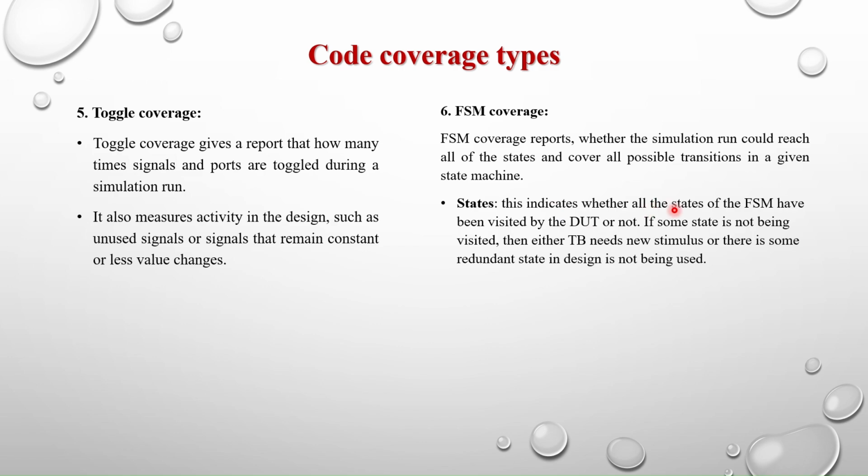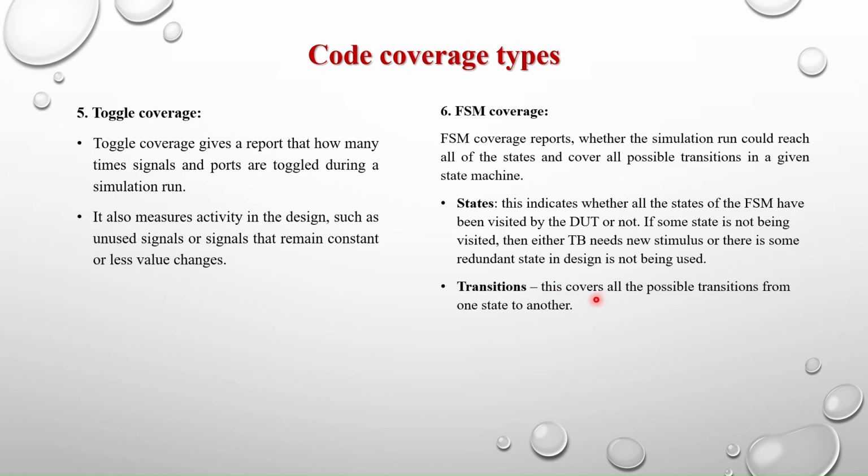State coverage indicates whether all the states of the FSM have been visited by the DUT or not. If some state is not visited, then either the testbench needs new stimulus or there is some redundant state in the design which is not being used. So if any of the states is not reached, then we have to provide stimulus from the testbench, or there is a redundant state in the design which is not being used.